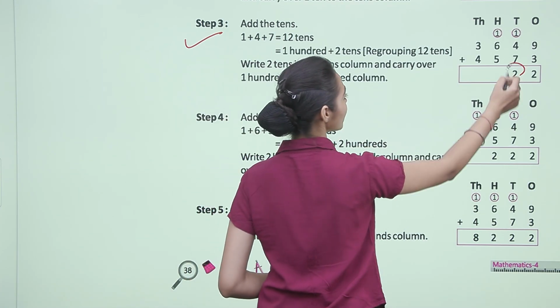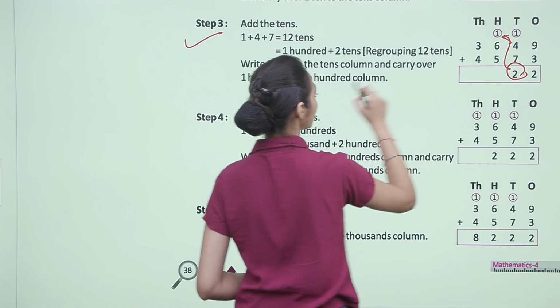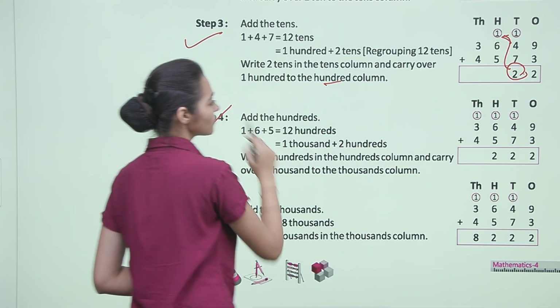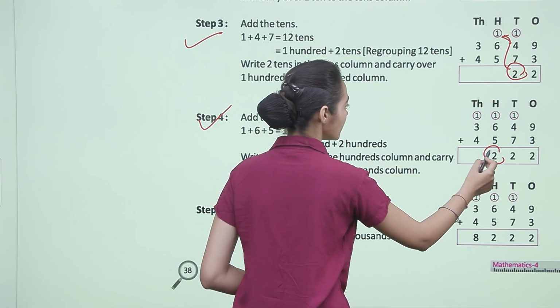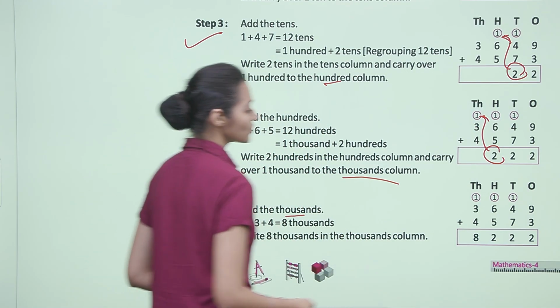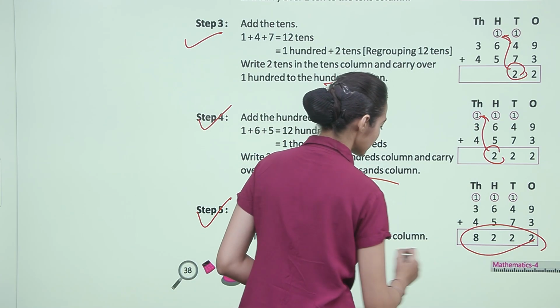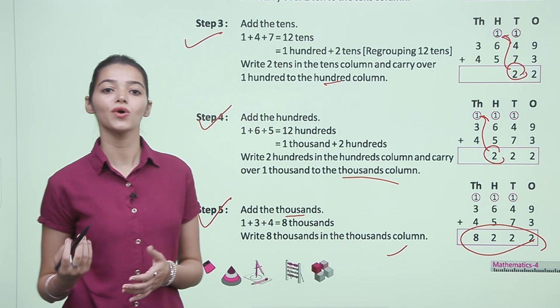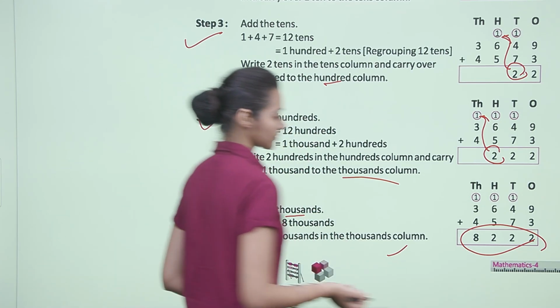After adding the tens we will write 2 in the tens place and 1 is being carried over to the 100 column. After that we will add the hundreds, then we will write 2 in the 100 place and 1 is being carried over to the 1000 column. Then we will add the thousands, and after adding all the numbers the sum we get is 8,222.